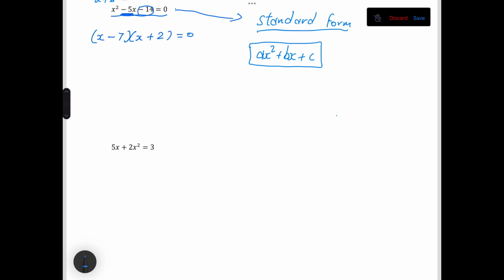There we go. And so we can only write the brackets equal to 0 if there's a 0 on the right hand side. No other value, okay? You will see later. So it's x equal to 7, or x is equal to negative 2. We transpose the values over.